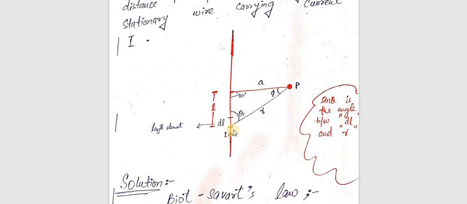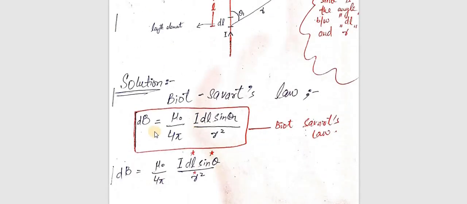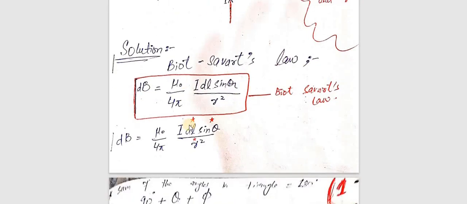So to find the magnetic field at a distance p from a long current carrying wire, we will use the Biot-Savart law, which is dB equals mu naught divided by 4 pi, I dL sin theta divided by R squared. This is the mathematical form of the Biot-Savart law. Now we have to find dL, sin theta and R.